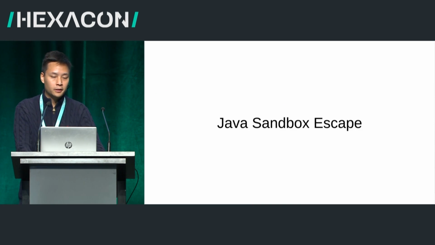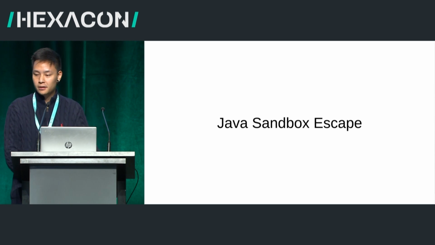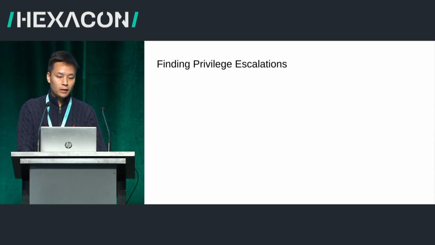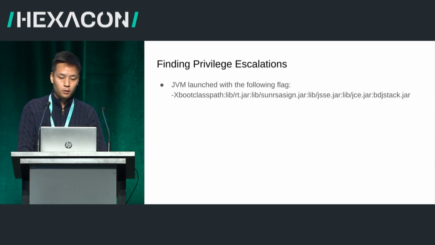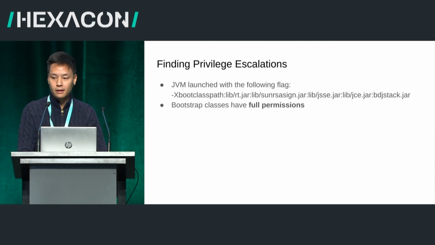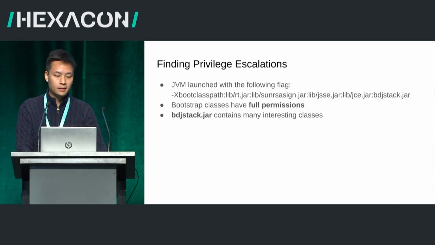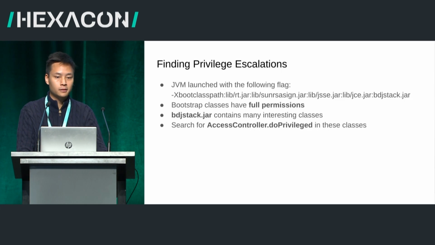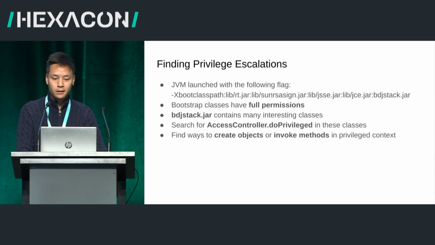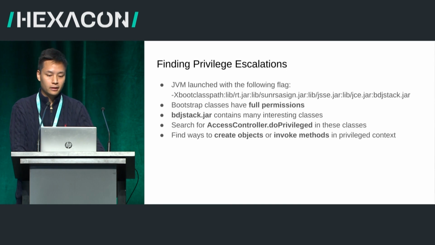Now that we know a bit about the security model, let's see how we can break it. When the Java application is executed from the Blu-ray disc, the JVM is launched with the following flag. These are bootstrap classes which are fully trusted and hence have full permissions. For example, the bdjstack.jar contains many interesting classes. And as mentioned earlier, finding privilege escalation bugs in Java is straightforward. You basically search for doPrivileged calls and see if malicious stuff can be done, for example, creating objects or invoking methods in privileged context.